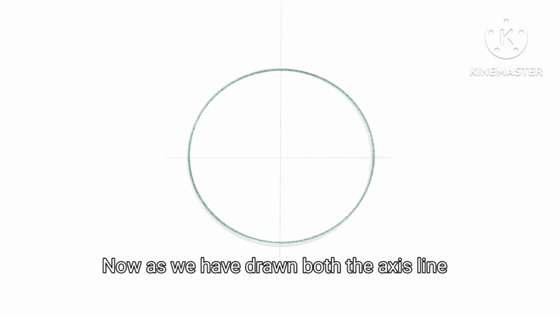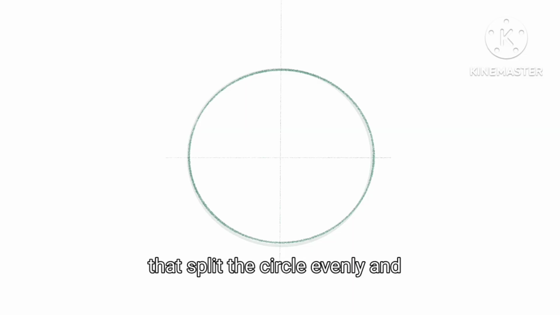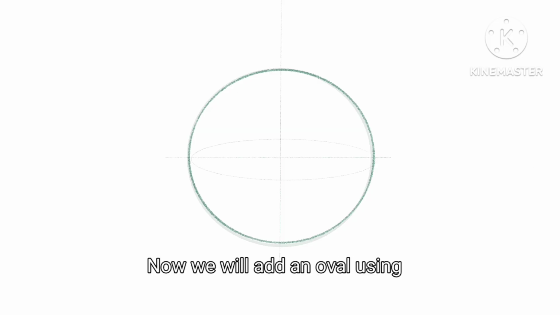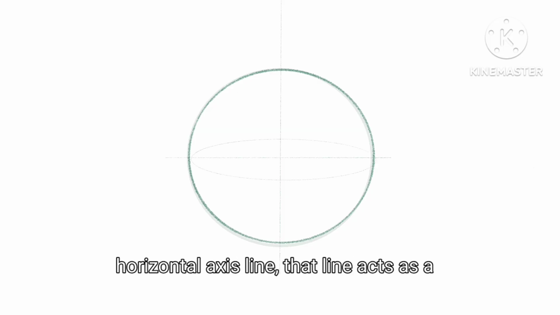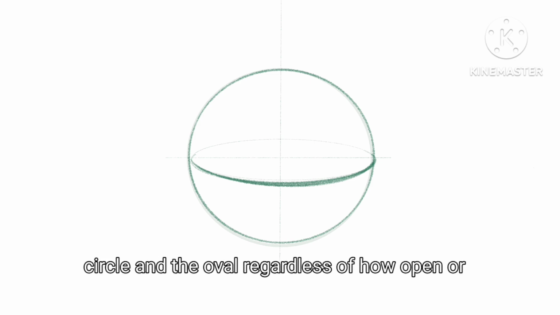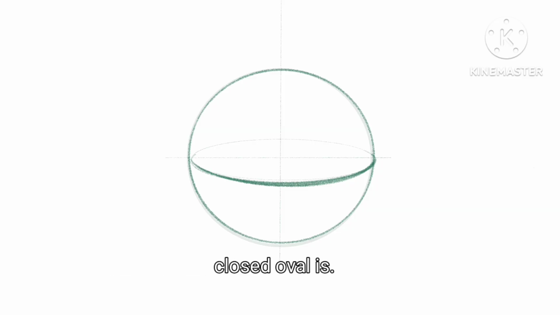Now, as we have drawn both of the axis lines that split the circle evenly and cross each other at a perfect 90-degree angle, we will add an oval using the horizontal axis line. That line acts as a line of symmetry for both the circle and the oval, regardless of how open or closed the oval is.